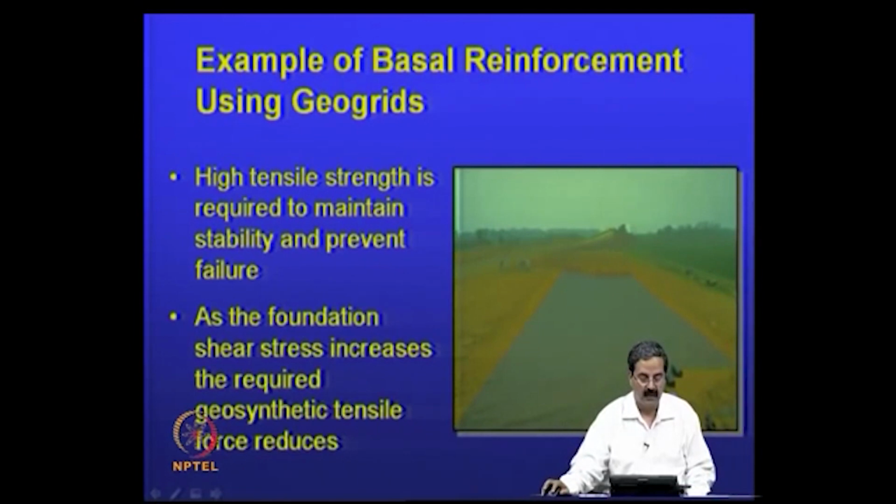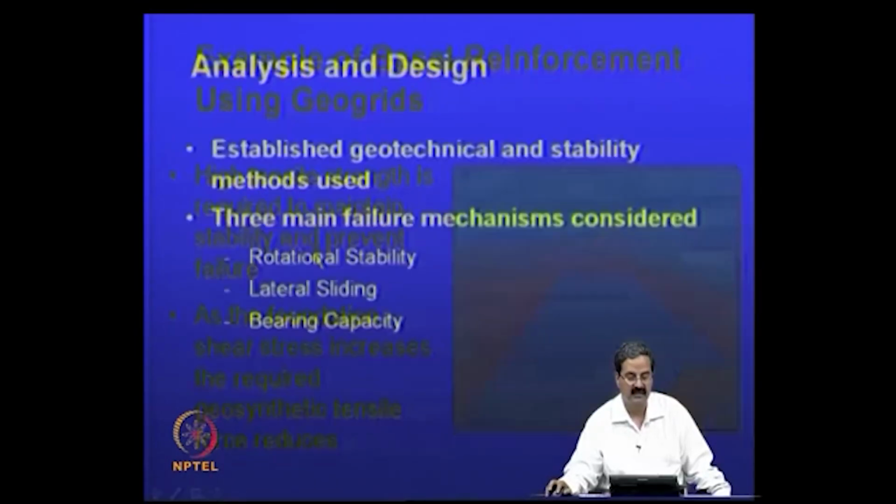So, if the foundation shear stress is lower, because of stiffer or better material, then the geogrid tensile force can come down. So, essentially what you are trying to do here is place this high tensile reinforcement to prevent this lateral spreading and increase the confining effect and all that, okay.